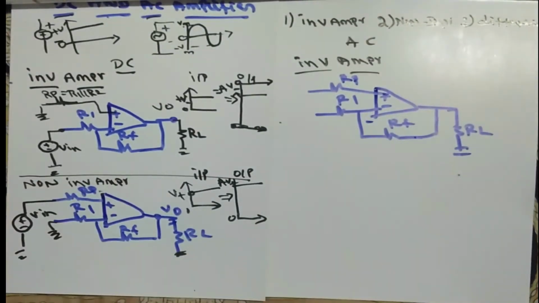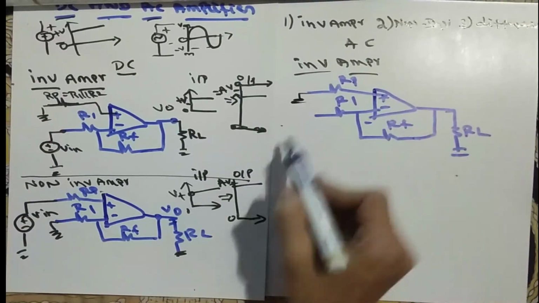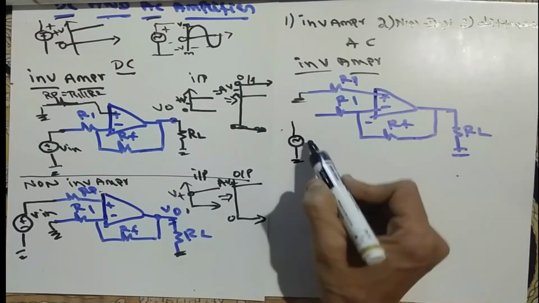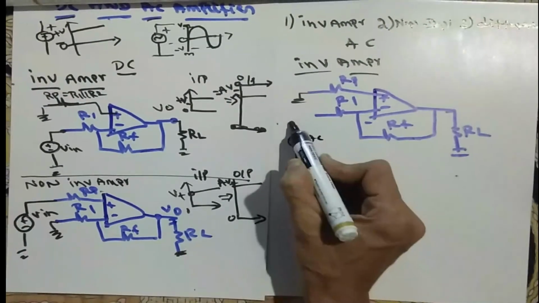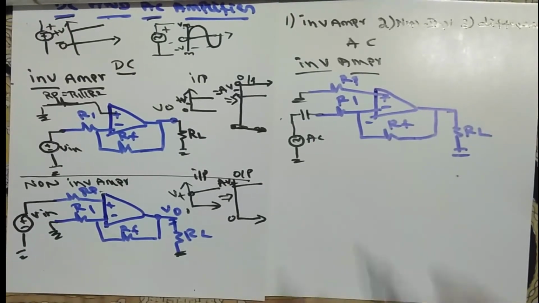The only thing you have to change is the input portion. So what are the changes? Inverting amplifier: the positive terminal you have to make ground. The inverting terminal you have to take as a sine wave, like this. But here one extra component you have to use, that is called a coupling capacitor. Whenever you are giving an AC signal, always use a coupling capacitor.